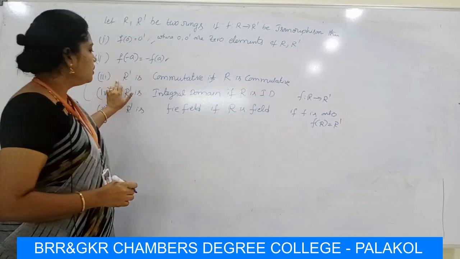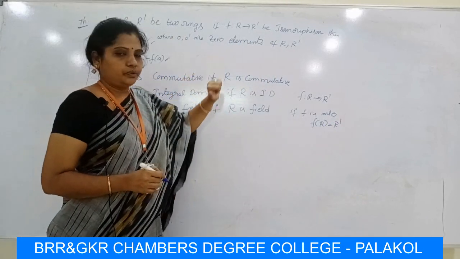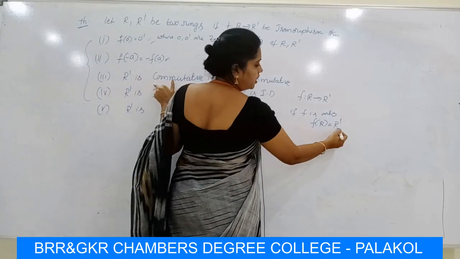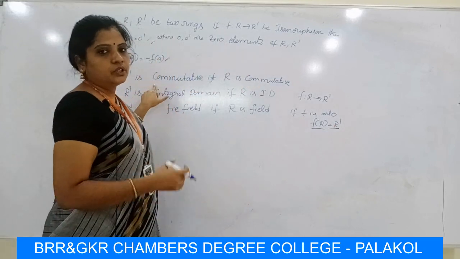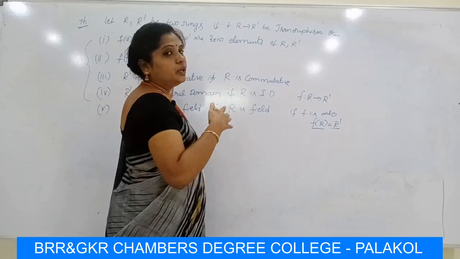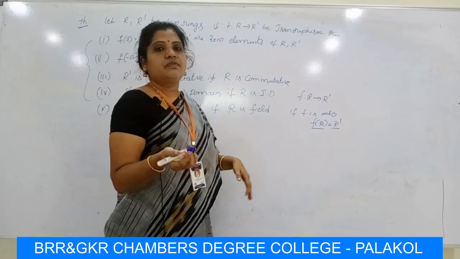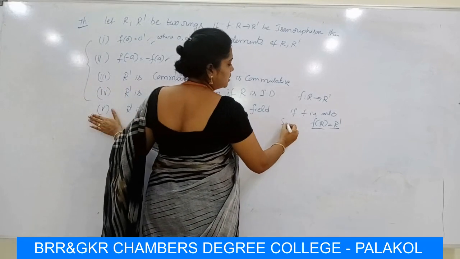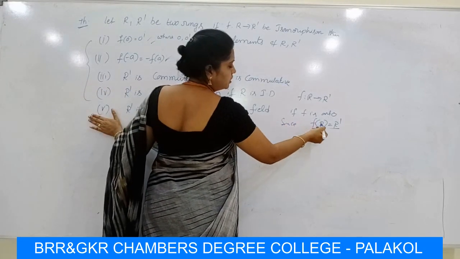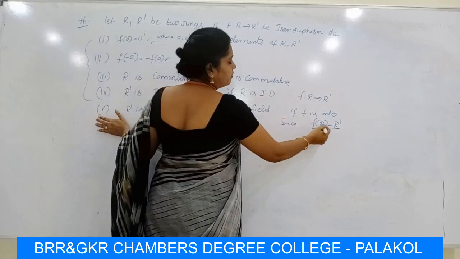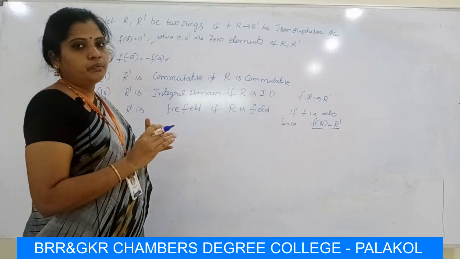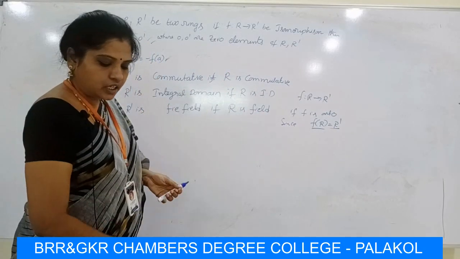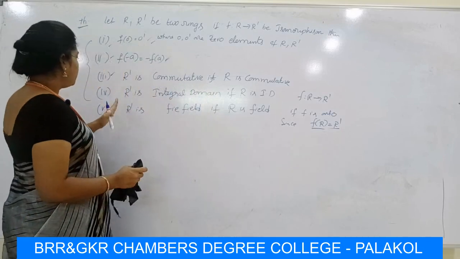So f of R is equal to R bar. Here we have to prove R dash is commutative. Here also R dash is equal to f of R. So we write the proof of the previous theorem, that is, the homomorphic image of a commutative ring is commutative. Since f is onto, first we write f of R equal to R bar, and then write the proof of the above theorem. So already we proved 3 conditions. Now we just have to prove the remaining 2.